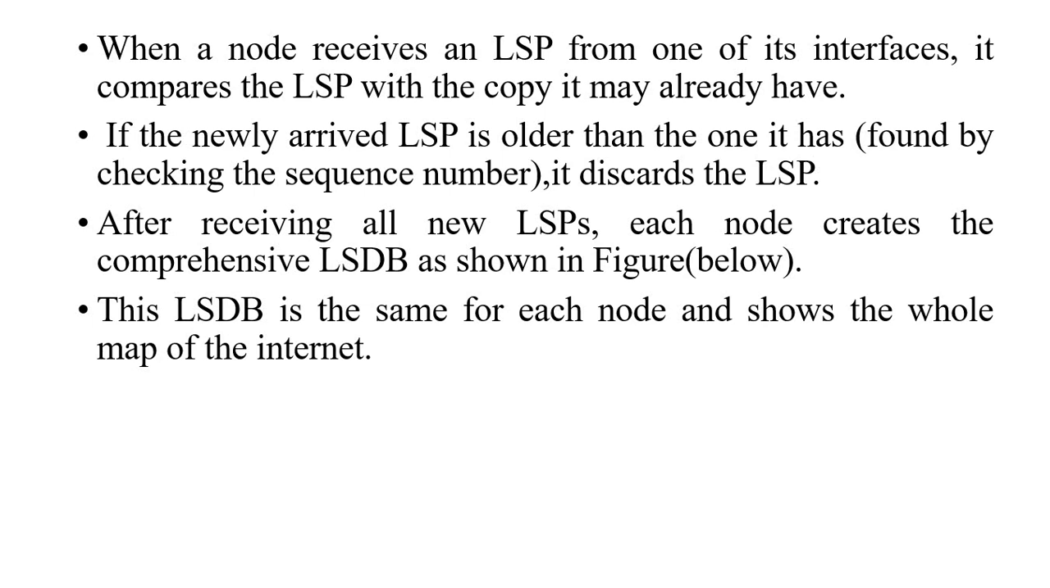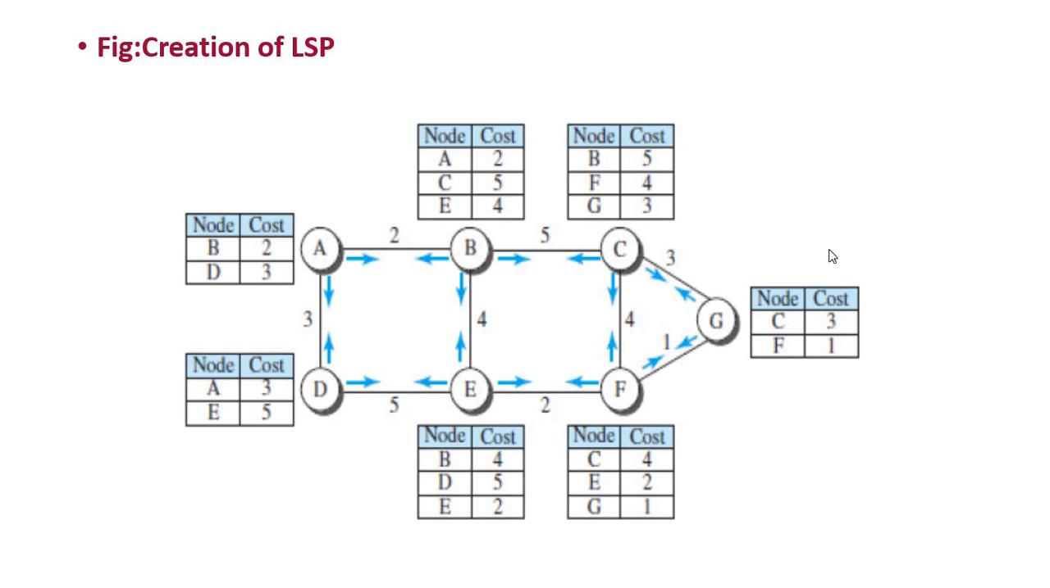So thus, after getting the data from every LSP, you can see that every node is actually possessed by the link state packet. For example, for the node B, the link state packet can be written as node B column cost. So B to A, the cost value is 2. B to C, the cost value is 5. Then B to E, the cost value is 4. These are all the directly connected nodes.